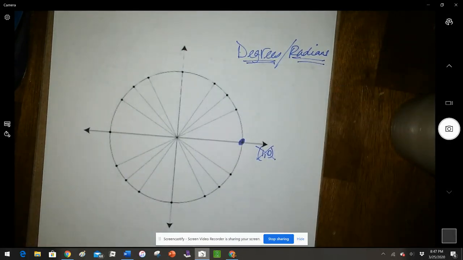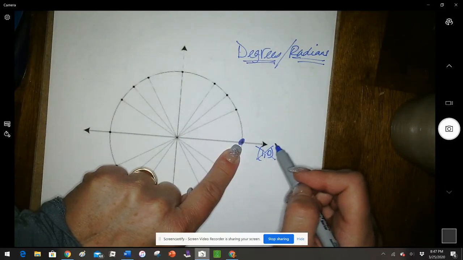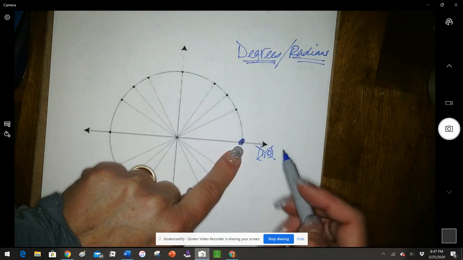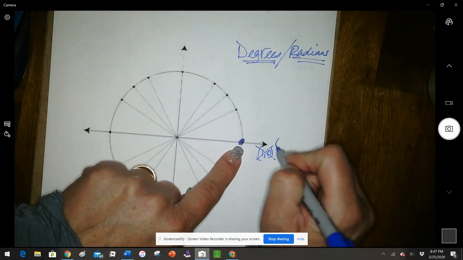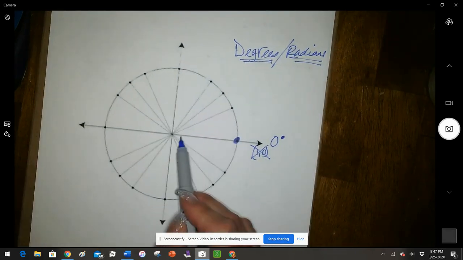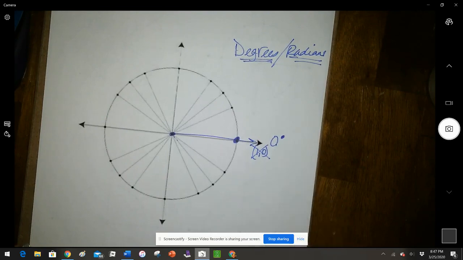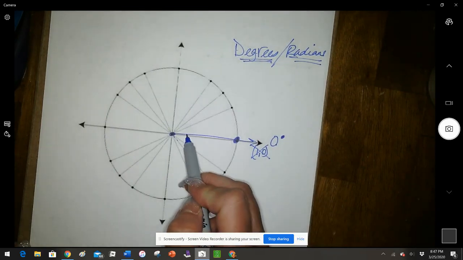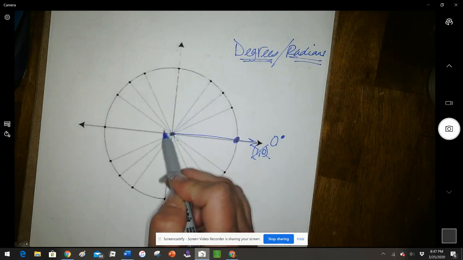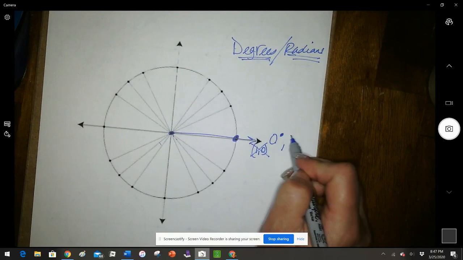So first of all, remember, I guess it was yesterday's lesson, we did angles that are in standard form. So this is 0 degrees, okay? So this angle right here, if I start at the origin and go this way, this is a 0 degree angle. When I move this angle all the way around and do a full circle, this is also 360 degrees.